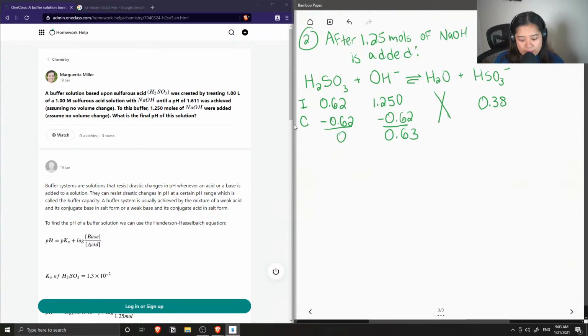And in the case of our HSO3 minus ion, it's going to react with the sodium hydroxide. So we're going to add 0.63. So this is what we got from here. And now its new concentration is 1.01.